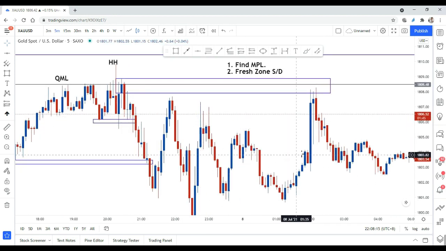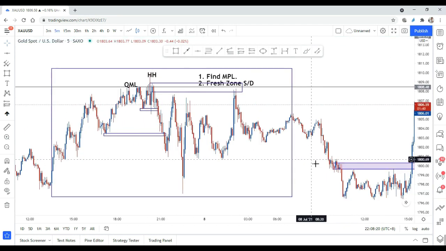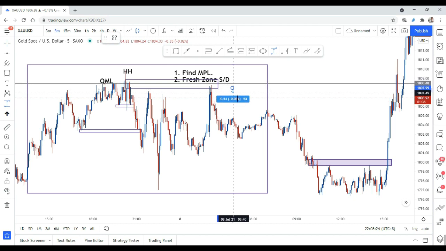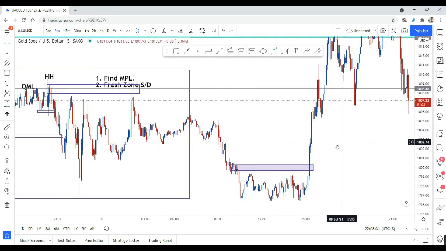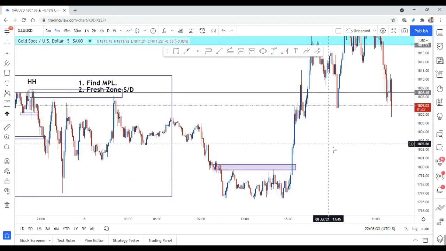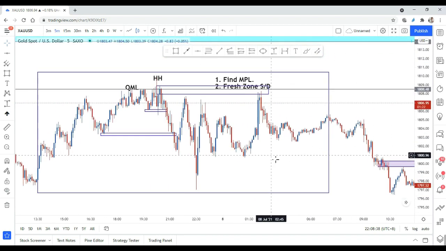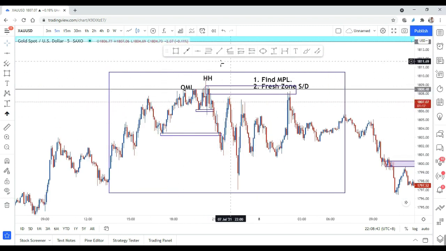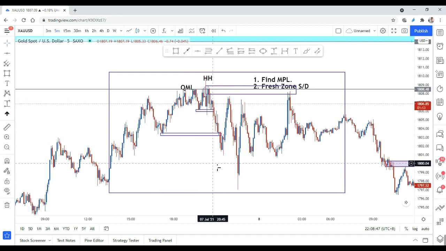So what happens is that the price came back, touched, and then dropped all the way until the next day, around 110 pips, before the price just now in the afternoon, my time, came back up to the top. So this is a QML in a smaller time frame.